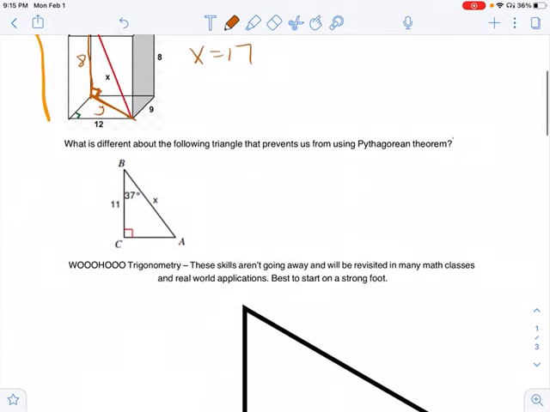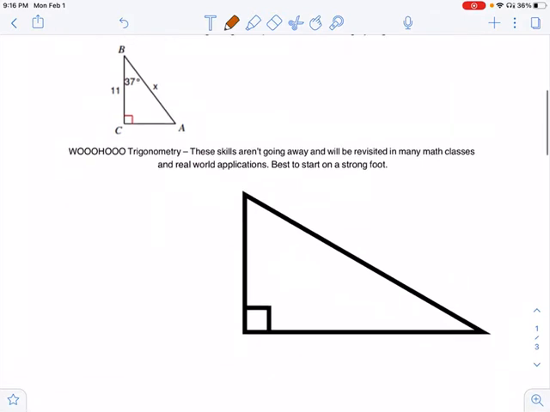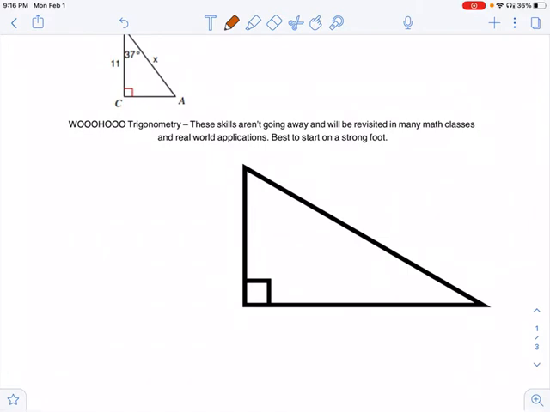And that segues into what's different about this triangle that prevents us from using the Pythagorean theorem? What we end up finding is that I have one leg, but really that's about it. I do have an angle, which is nice, and that's going to help us apply trig to it, but I don't have anything else, so I can't do Pythagorean theorem as much as I would like to. So then we introduce trig.